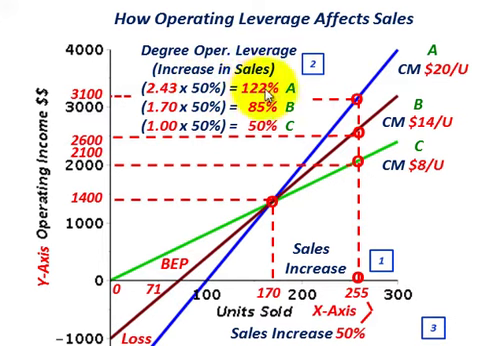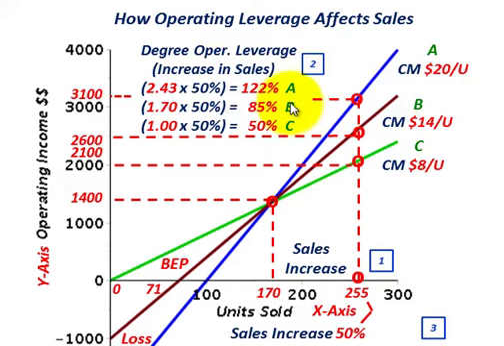That's going to ultimately change our operating income. It's going to increase our operating income by 122%. So we had at 170 units, in all cases, that $1,400 in operating income. So for alternative A, we're moving up from $1,400 in operating income by 122% to $3,100 in operating income. Okay, and I got everything rounded off here, so we come up with some even numbers.